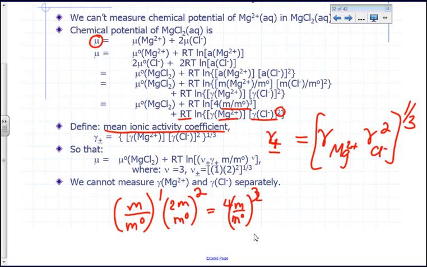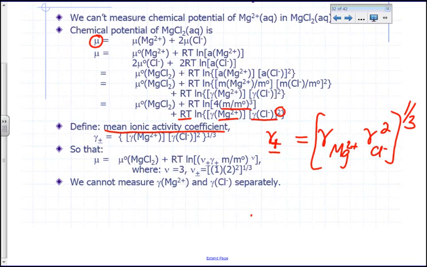All right, so that whole expression is gamma plus minus, and if you did that, you can simplify your expression. You can now say mu equals mu naught of magnesium chloride plus RT ln of gamma plus minus M over M naught, and remember what happens to our M over M naught: we raise it to the power 3.